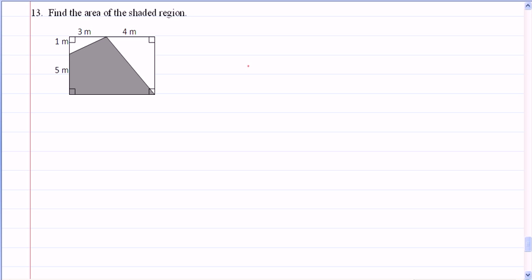For number 13, we'll do this the same way as number 12. We want to look at the large shape, which is the rectangle. So we're going to start by finding the area of a rectangle and then subtracting two triangles. On this example, however, the triangles are different. So let's call this triangle here triangle 1, and this triangle here triangle 2.